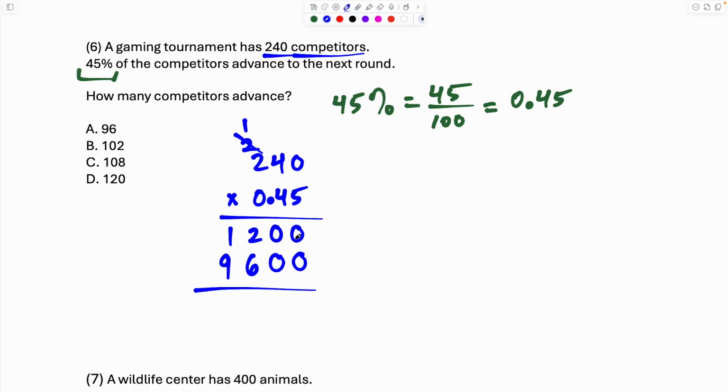And now add this up. We just get 0 plus 0 twice. And then 2 plus 6 is 8. 1 plus 9 is 10. And notice there are 2 digits to the right of this decimal. So I imagine the decimal point here, and I go 1, 2 to the left to get 108. All right, so choice C is our answer.